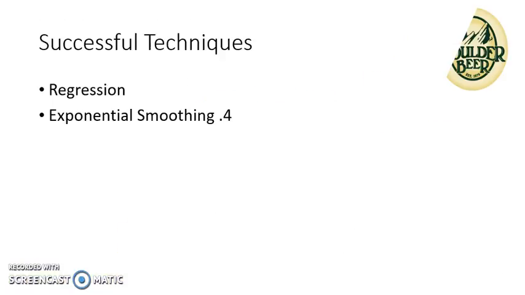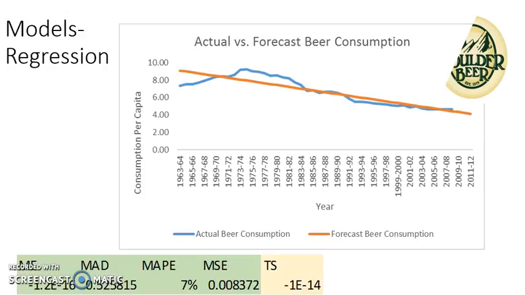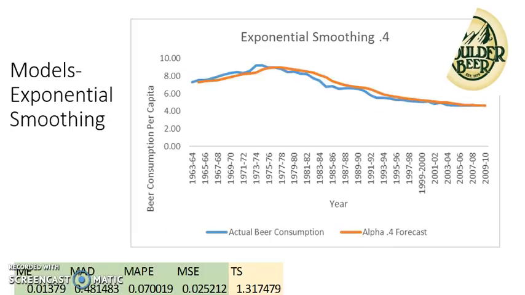Even though it seems that the majority of our models failed, we did find 2 that gave us accurate forecasts. The successful techniques were regression and then exponential smoothing with an alpha value of 0.4. In this case, under our regression model, the ME is close to 0, the MAD is small, and the tracking signal is -1e-14, which falls in the accuracy threshold. Under this model, we can see that even though actual beer consumption is at a very slow decline, the orange forecasted line shows that this decline is predicted to continue.